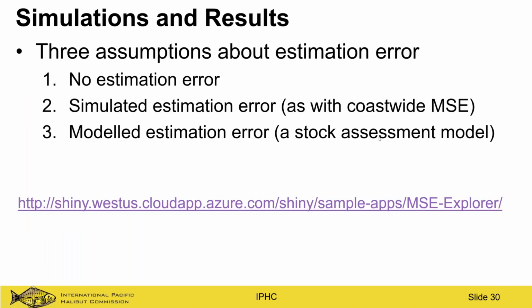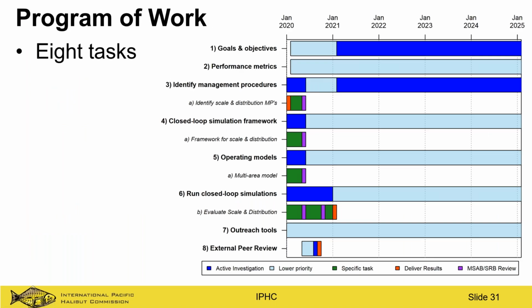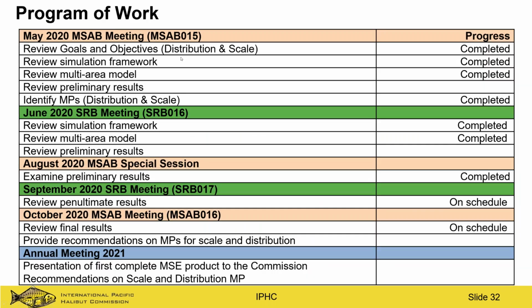So just the last couple of slides is a reminder of the program of work. This is something we'll be discussing with the commission more beyond 2021, noting that I'm really advertising this framework as something that we can use for many, many years to investigate a lot of different questions that the commission may have. But looking more specifically at 2020 leading up to the annual meeting in 2021, at the bottom of this table, we've been through the MSAB meeting and the June SRB meeting. We had in August an MSAB special session to examine preliminary results.